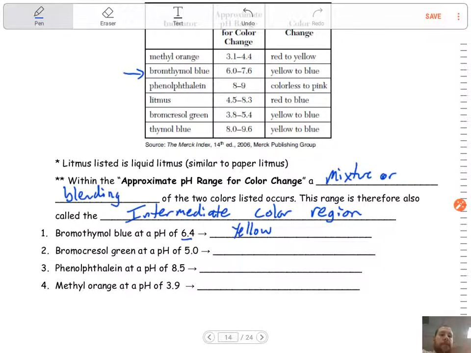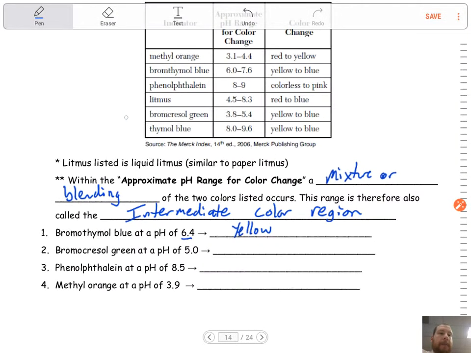All right, next one, bromocresol green, 5.0. So our range is 3.8 to 5.4. So it is more toward the middle, but I would say it's probably closer to the blue region. So I would label it as blue. If you wanted to say something like green blue or blue green, you'd probably get credit for it. Just make sure the blue is in there, because the big distinction here is that it's not going to be yellow anymore. It's moving toward that blue color.